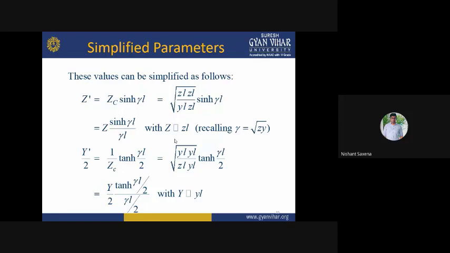Now the simplified parameters for the previous equations can be written. For Z dash, it will be equal to Zc into sinh(gamma L), which we have just derived. When I substitute the value of Zc, which is square root of ZL upon YL, the L will cancel out, and only Z will remain, so Z dash is equal to Z into sinh(gamma L) upon gamma L, with Z equal to ZL, recalling that gamma is equal to the square root of ZY.